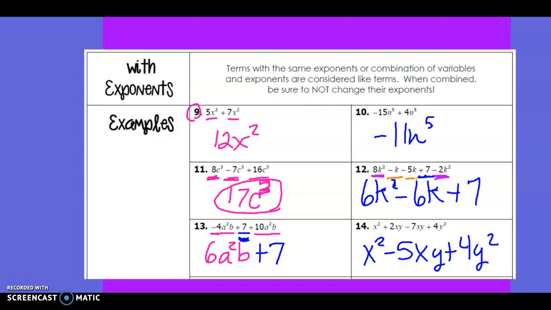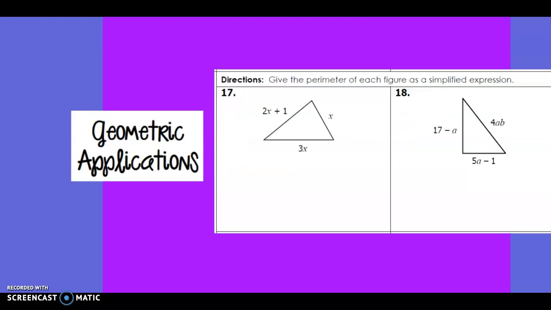Also, looking at number 14, I have this x squared, but there's no other x squareds to combine it with, so I just bring it down. I have the 4y squared, but there's no other y squared, so I just brought it down. But then I have this group of variables that are identical, the xy, so I can combine them. Again, 2 and -7 would give me that -5. All right, let's move on. We're going to skip the bottom two problems and just move on to our final topic.